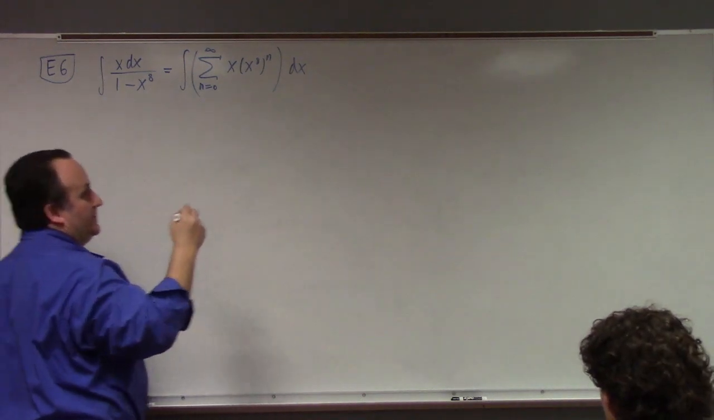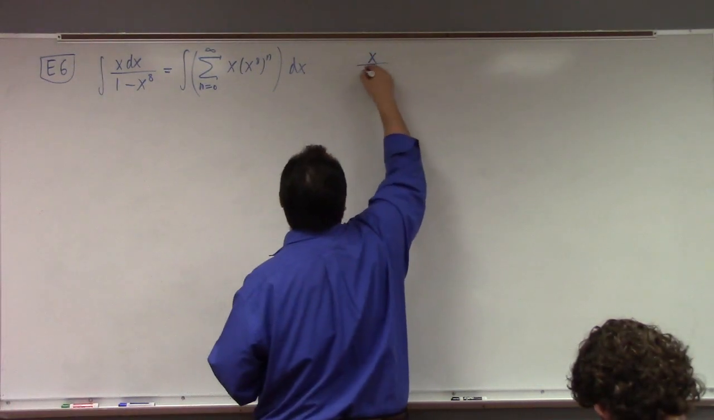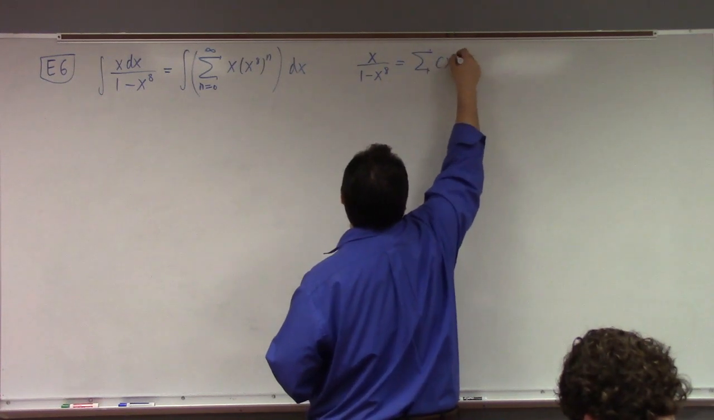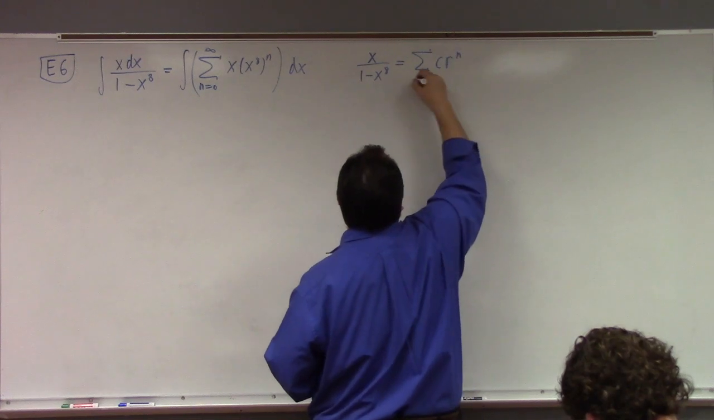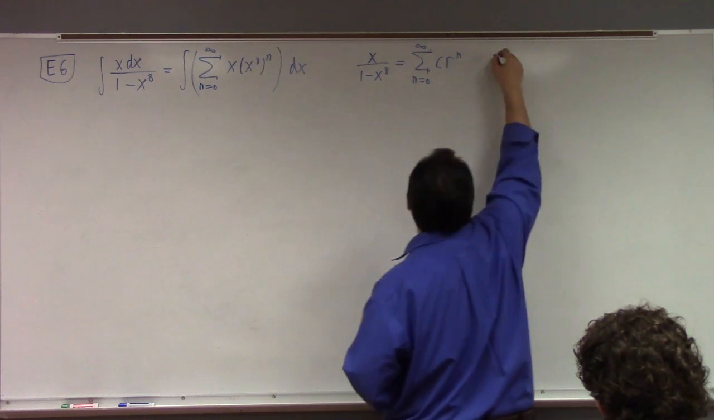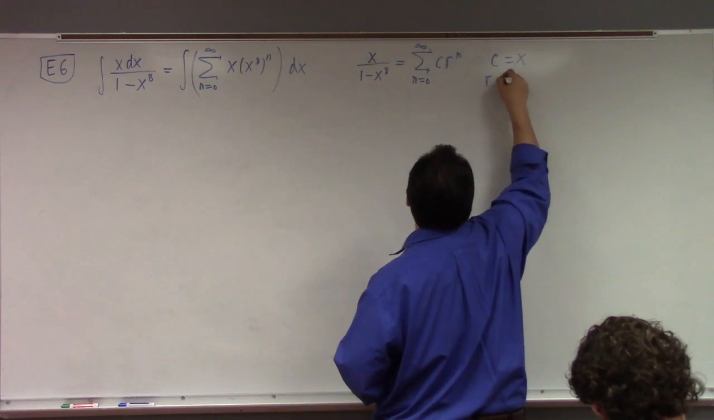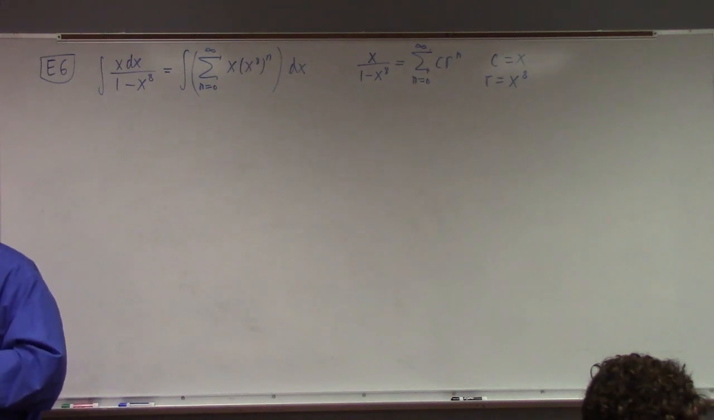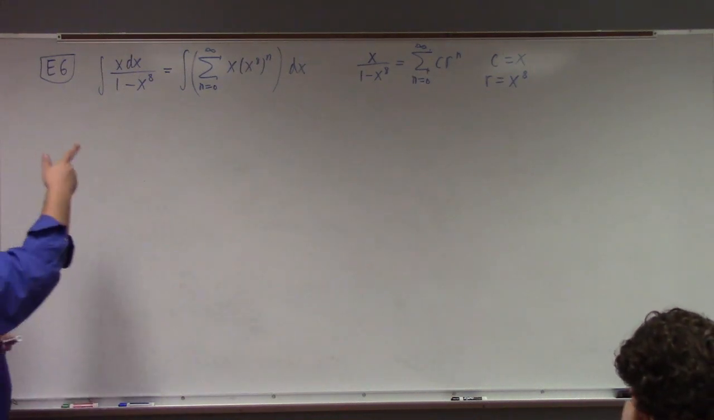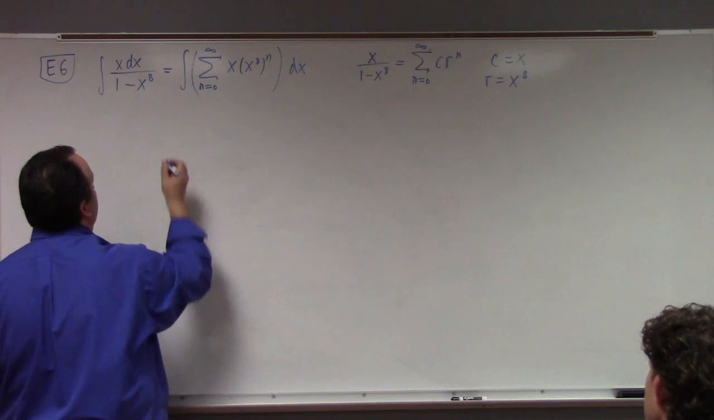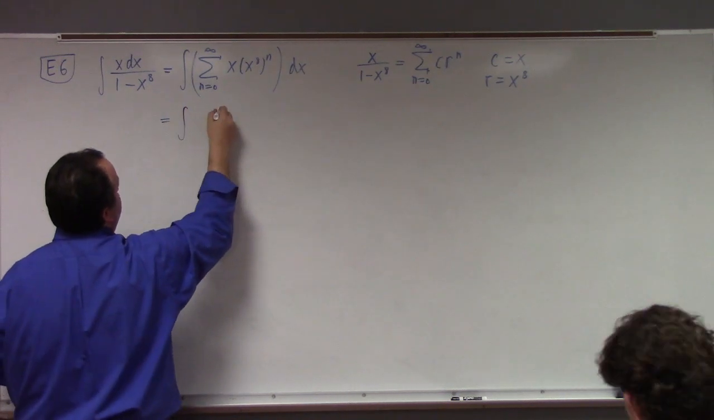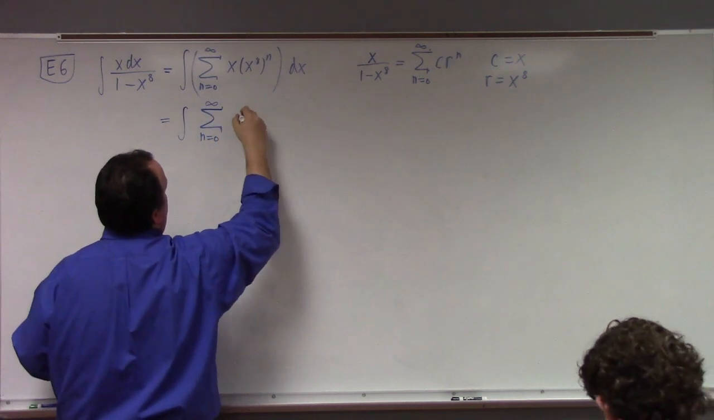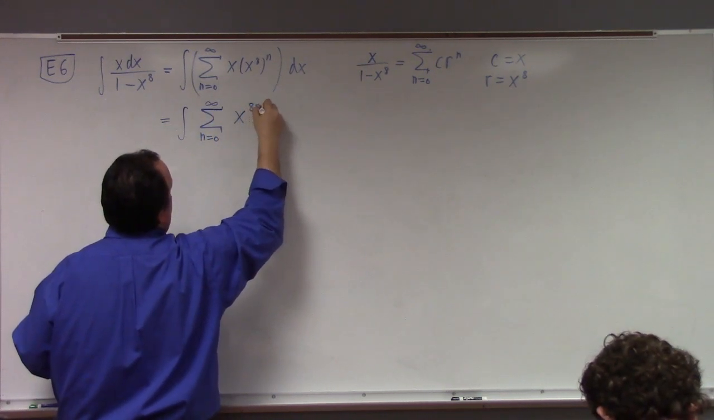See, because remember, x over 1 minus x to the 8th is equal to the sum c r to the n, where c is equal to x and r is equal to x to the 8th. So I'm just applying the geometric series, yeah? So I take my handy-dandy function and I flip it over here to a power series, like so. Clean it up. So this is actually what? x to the 8n plus 1.